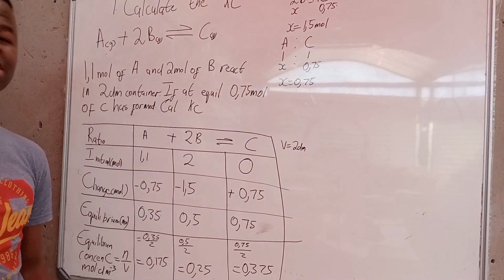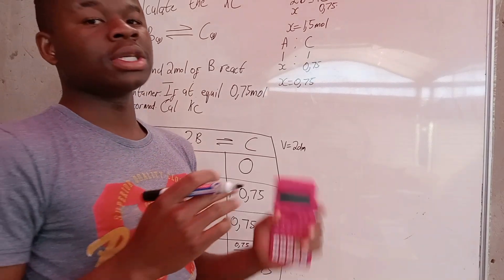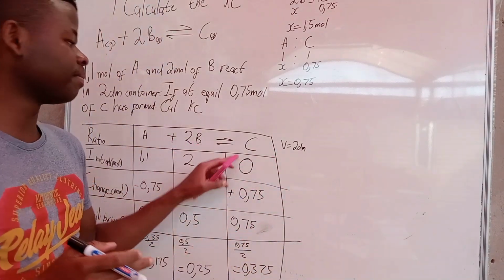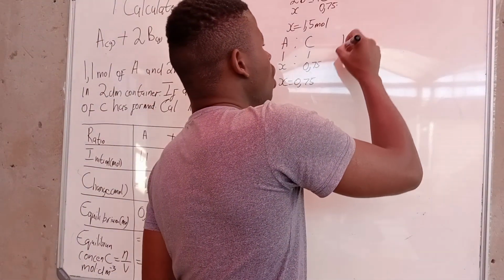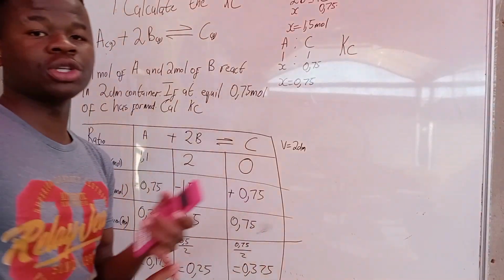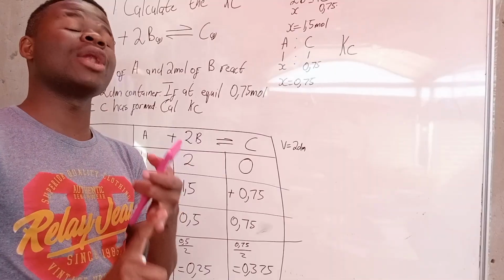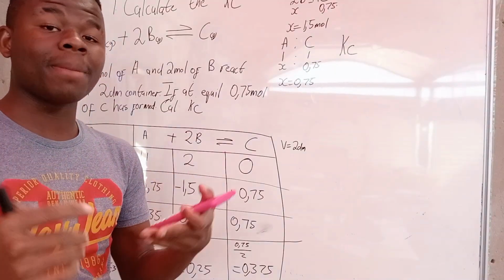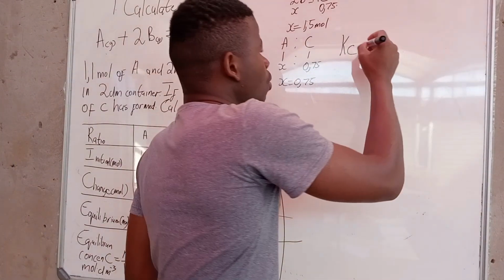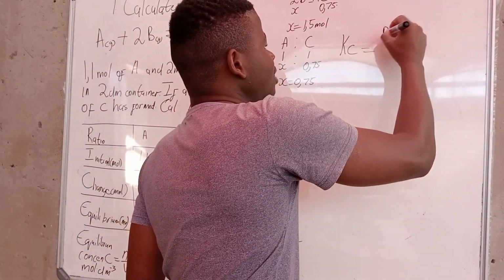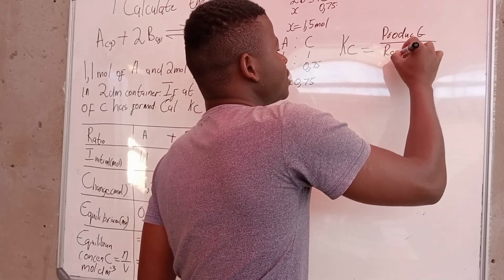So now you have your concentrations. Therefore, you are going to substitute the elements or the compounds in your Kc. Look at this. On your Kc, you can only substitute your gases and your aqueous forms. But you cannot substitute elements or compounds that are solids or liquids. Sharp. So it is product over reactant.